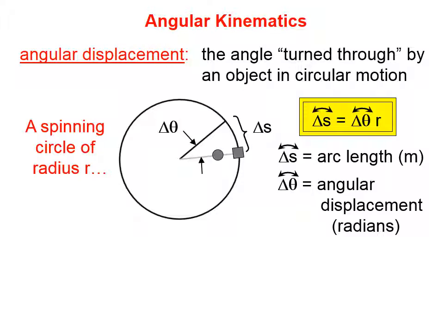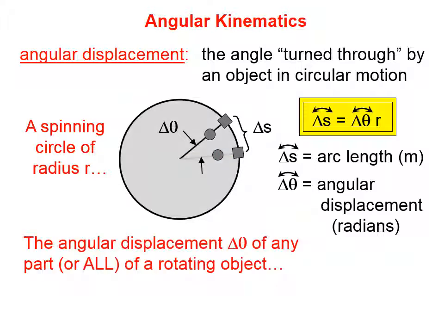You can see here, if I mark out two specific spots on this radius, I'll mark one with a circle and I'll mark another with a square. When these rotate, you can see that the square has traveled a bigger arc length. The circle has traveled a smaller arc length, but they have both gone through the same angular displacement. The difference is the circle has a smaller distance. There is in effect a smaller radius to the circle and a larger radius to the square.